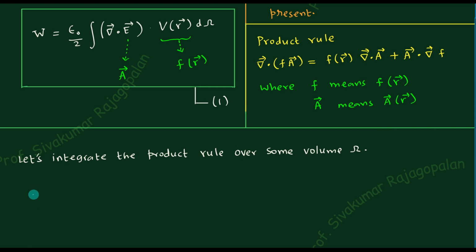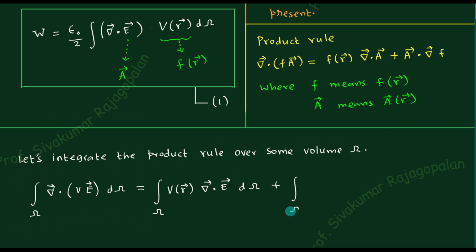Okay. So let us therefore integrate over the volume omega the divergence of, now let us substitute and see, f means V, A means E. E is a vector, okay? Then d omega, that will be equal to, so what is the first term? You put the integral over omega, f means electric potential, and then you have divergence of electric field, then you have a d omega, and then you have a plus electric field as a function of r, a dot product with the gradient of the electric potential, and that's all.